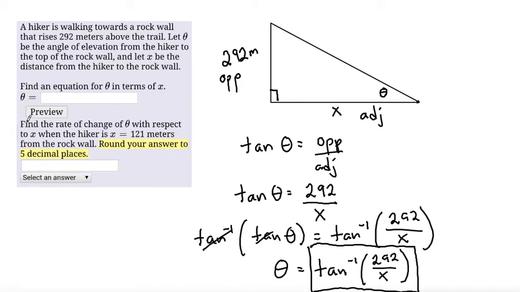From here, the next part says to find the rate of change of theta with respect to x when the hiker is x equal to 121 meters from the rock wall. Well, rate of change of theta with respect to x, what we're looking for is the derivative. The rate of change of theta with respect to x would be d theta dx. That's what we're looking for. So in order to find d theta dx, we need to take the derivative of this equation.